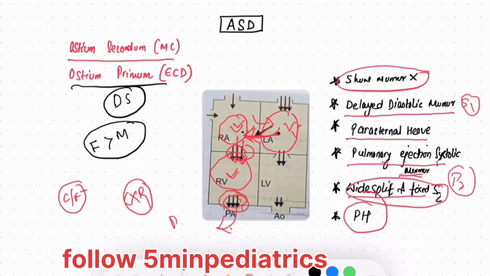So if we go for the chest X-ray, you can find there is right atrial dilatation and right ventricular dilatation. There is plethoric lung field, but the size of the heart remains usually mild to moderate cardiomegaly. Okay, these are the important points that you have to remember regarding ASD. Hope so.